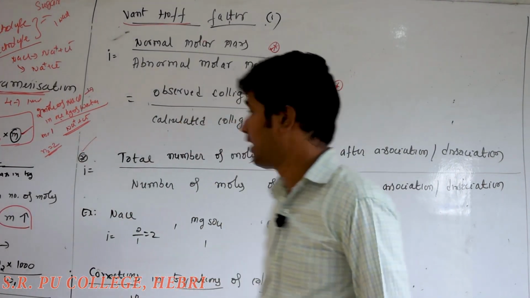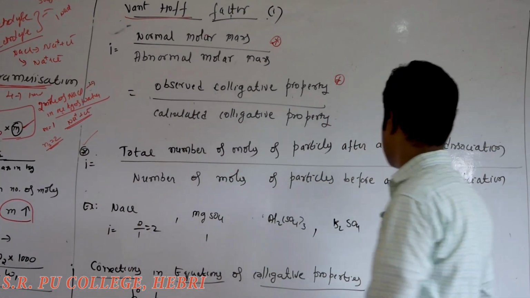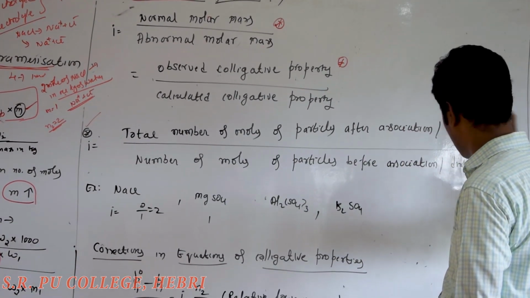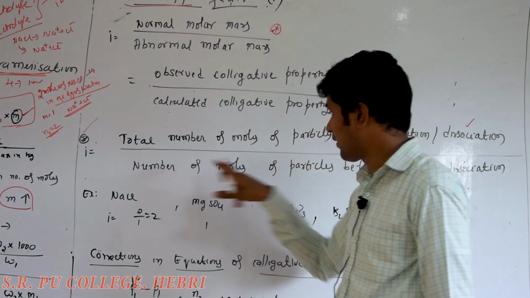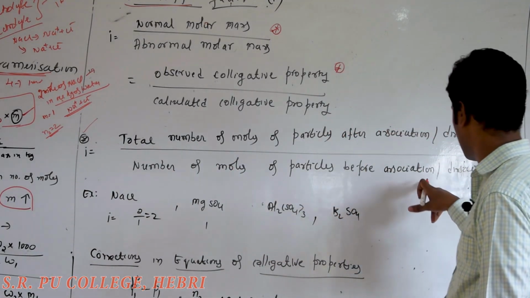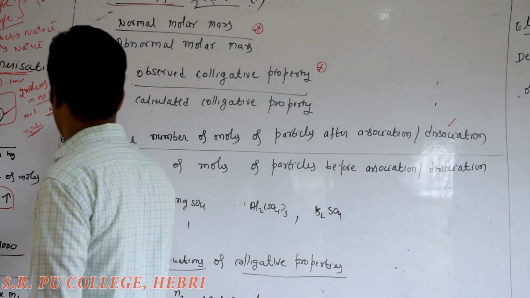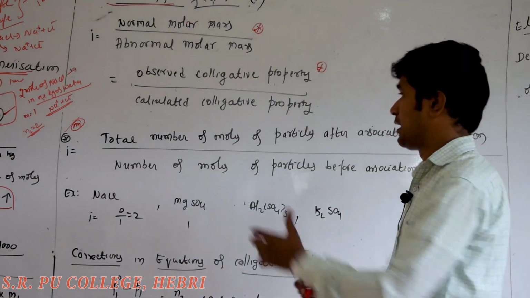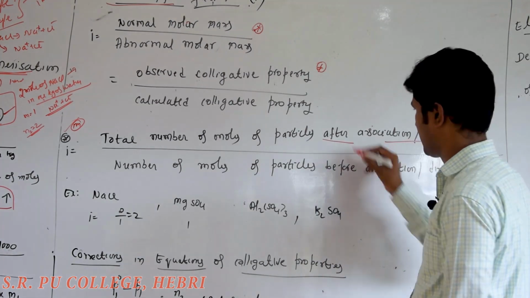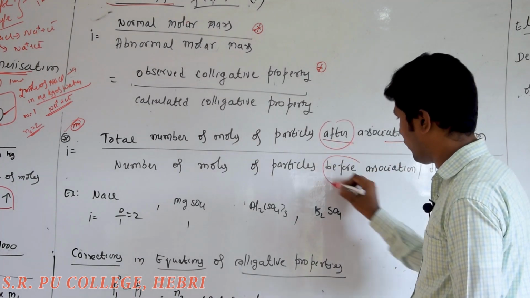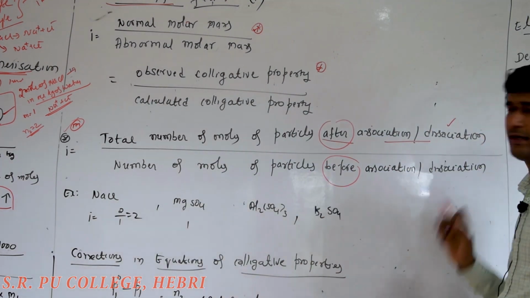The third one: Van't Hoff factor i is equal to the total number of moles of particles after association or dissociation divided by the number of moles of particles before association or dissociation. This is important for 1 mark. See, this formula is very simple. Total number of moles of particles after association or dissociation, divided by the number of moles of particles before association or dissociation.